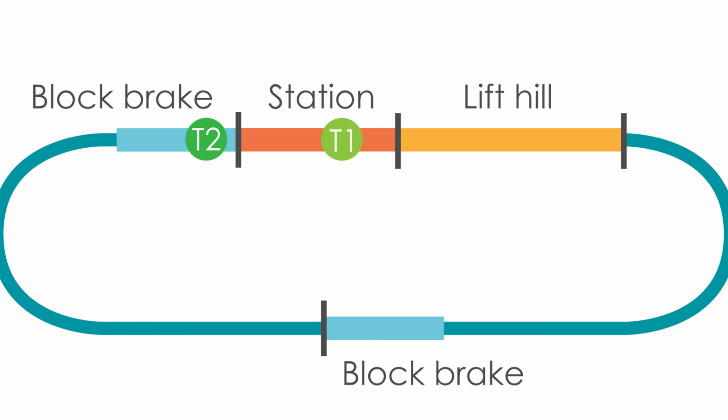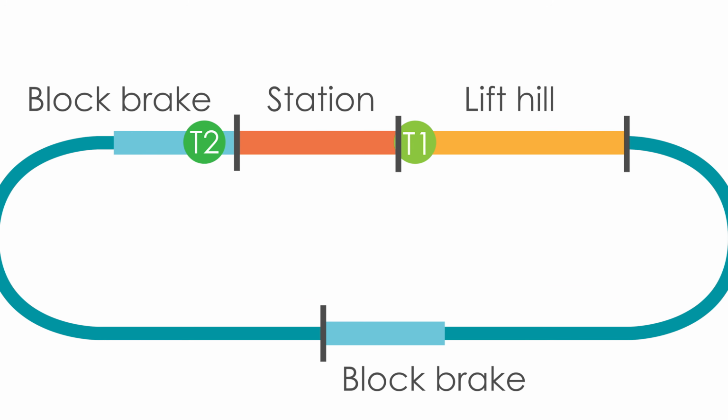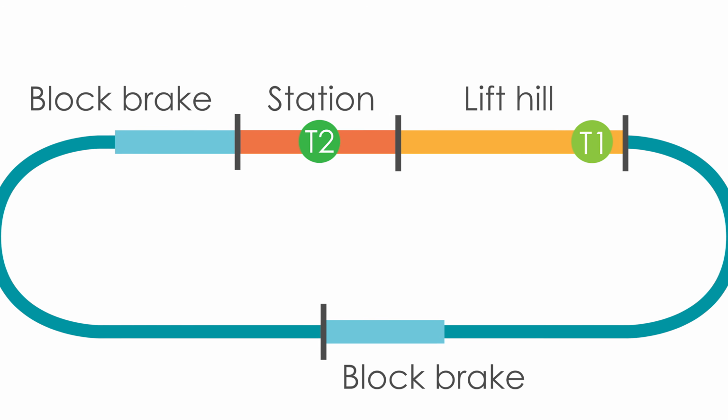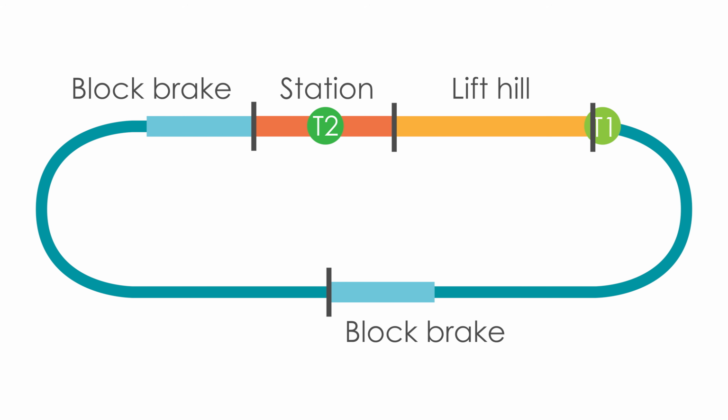First, train 1 leaves the station and begins to climb the lift hill, leaving the block section within the station empty, allowing for train 2 in the block section behind to move forwards. As train 1 leaves the top of the lift hill, it enters a new block section and travels freely towards the next block brake.